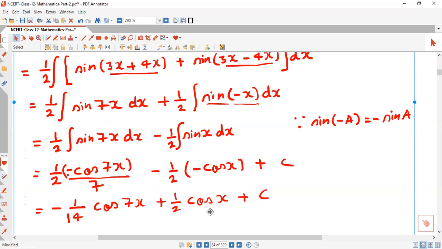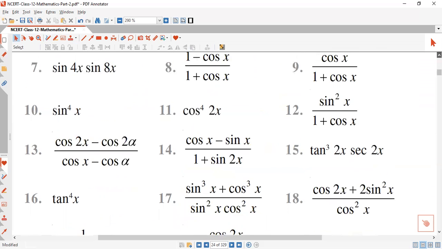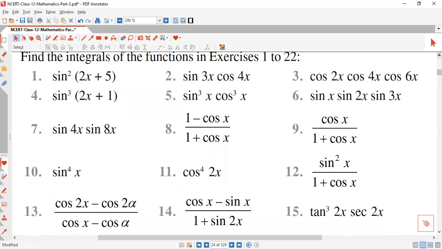Now, we want to do question number 3. See what this question is saying to you. Here, 3 functions are there: cos 2x, cos 4x, cos 6x. And now we are doing the integration with respect to x. So in this question, 3 functions are there, so first we have to simplify this part.